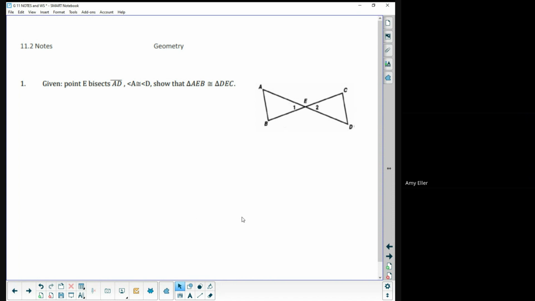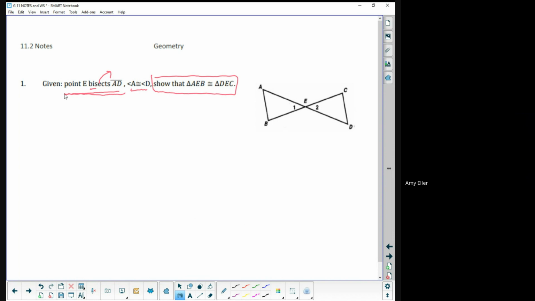Okay, so let's look at number 1. We are given that E bisects AD. We're given angle A is congruent to D, and we have to show or explain or justify or prove that the triangles are congruent, and they tell me which triangles we're talking about. Okay, so we're going to kind of write it out one step at a time. Let's start with this first thing. E bisects AD. Can somebody tell me what bisects means?